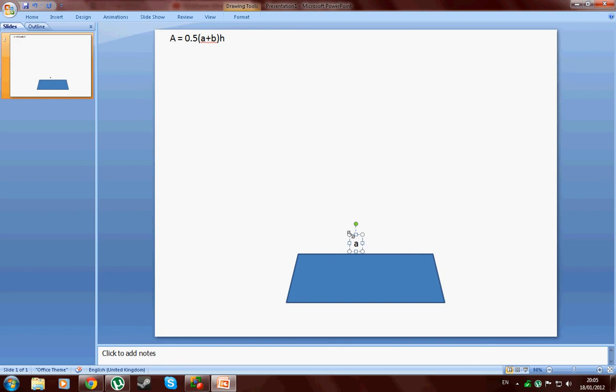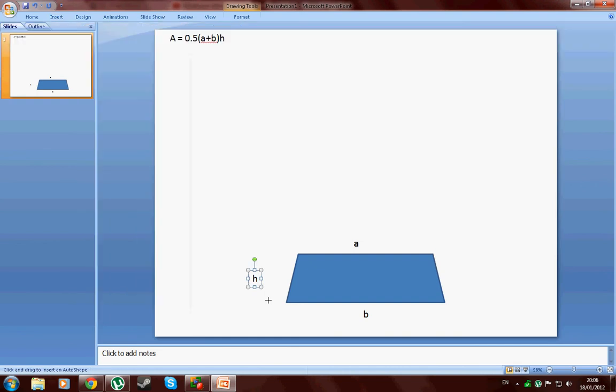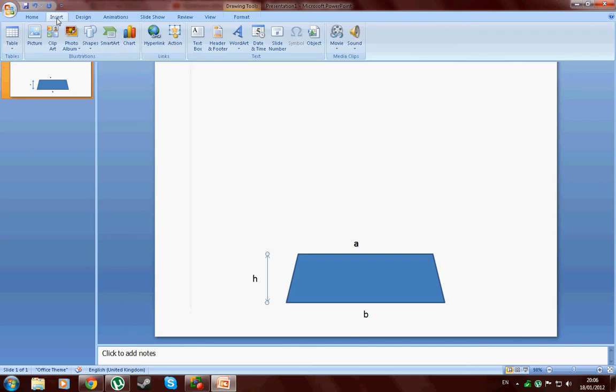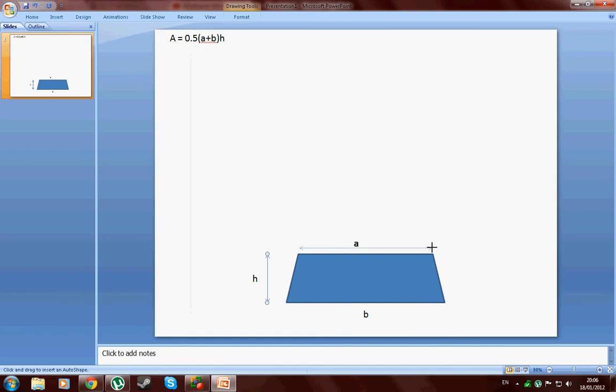That is A. That is B. And H, I'm pretty sure you've guessed, is the actual height of the trapezium. Okay, so there's your trapezium.